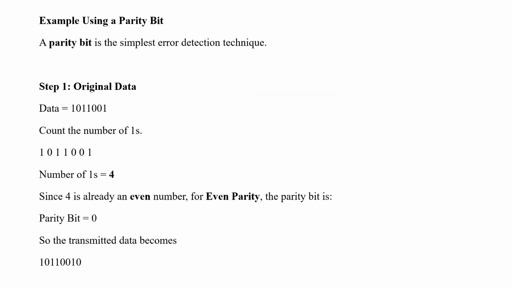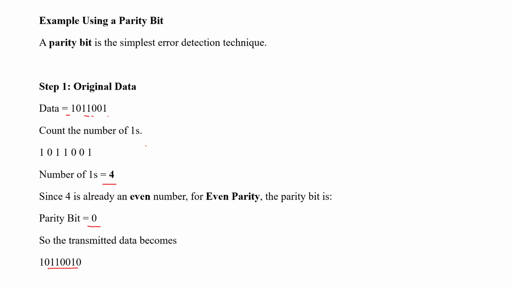Here, for example, we are taking the data 10111001. Let's count the number of ones: one, one, one, so four ones. Since four is an even number, for even parity the parity bit is zero. So the transmitted data becomes the data with a zero included.